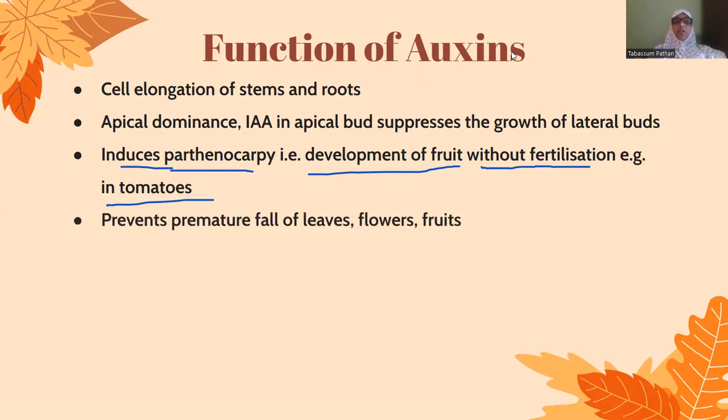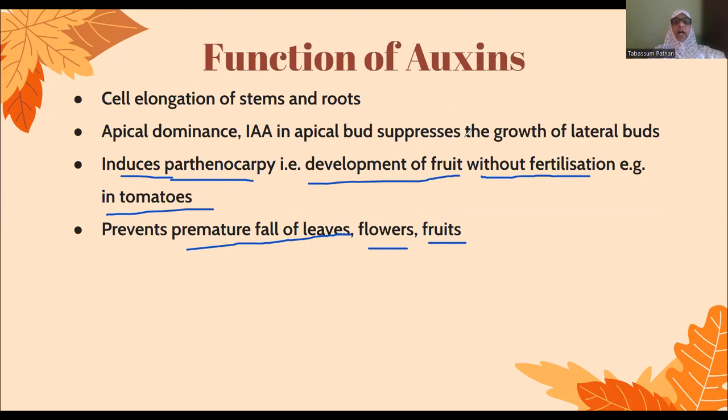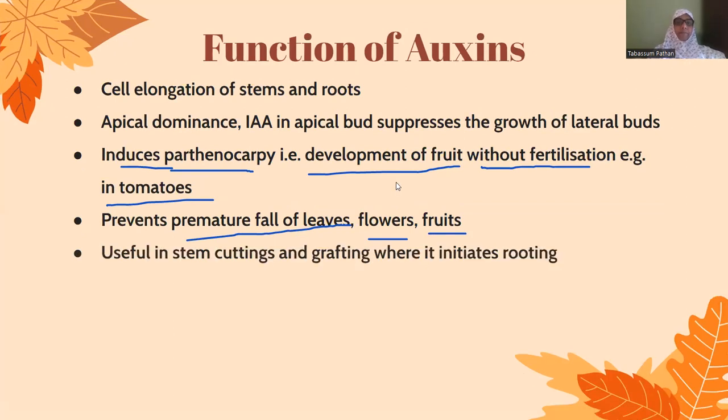Also, auxins will help prevent premature fall of leaves, flowers and fruits. Before they are actually aged, the leaves, flowers and fruits will not fall off. So premature aging will be prevented with the help of auxins.